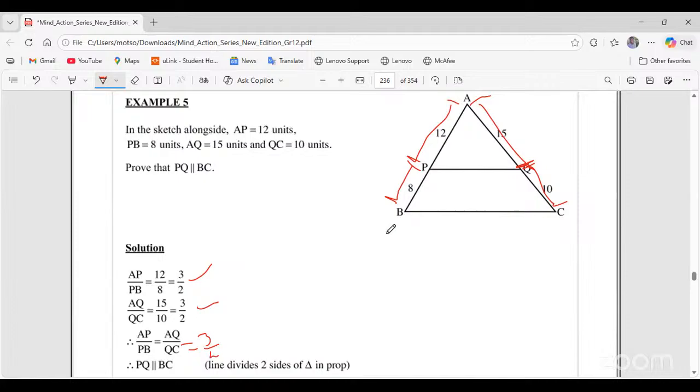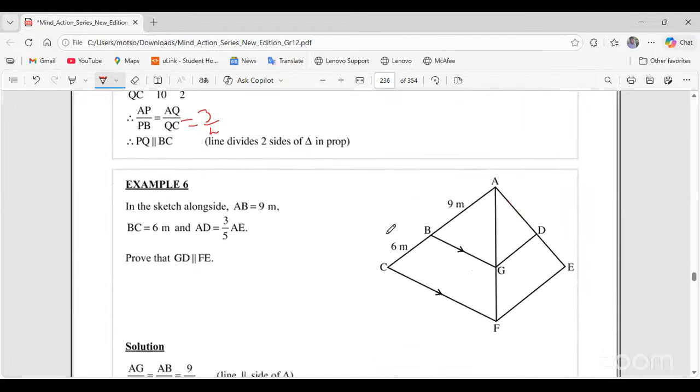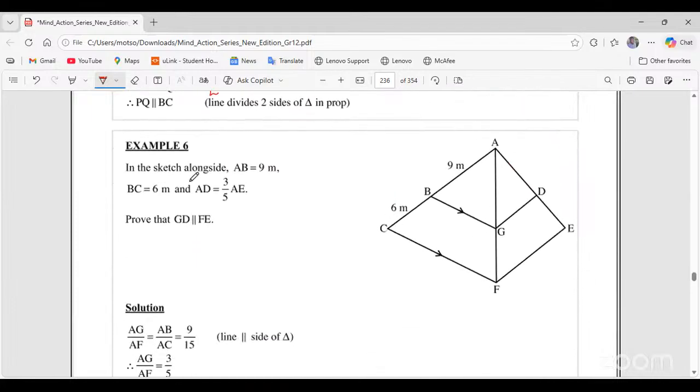Okay, let me move to the next example. Here, example 6. They say in the sketch alongside, we are given that AB is 9 meters. Here is AB, it's 9 meters, and we are given BC as 6 centimeters. Now we are given something that can be scary to some of you guys, and you shouldn't be scared of these things. We did something similar to this in previous lessons.